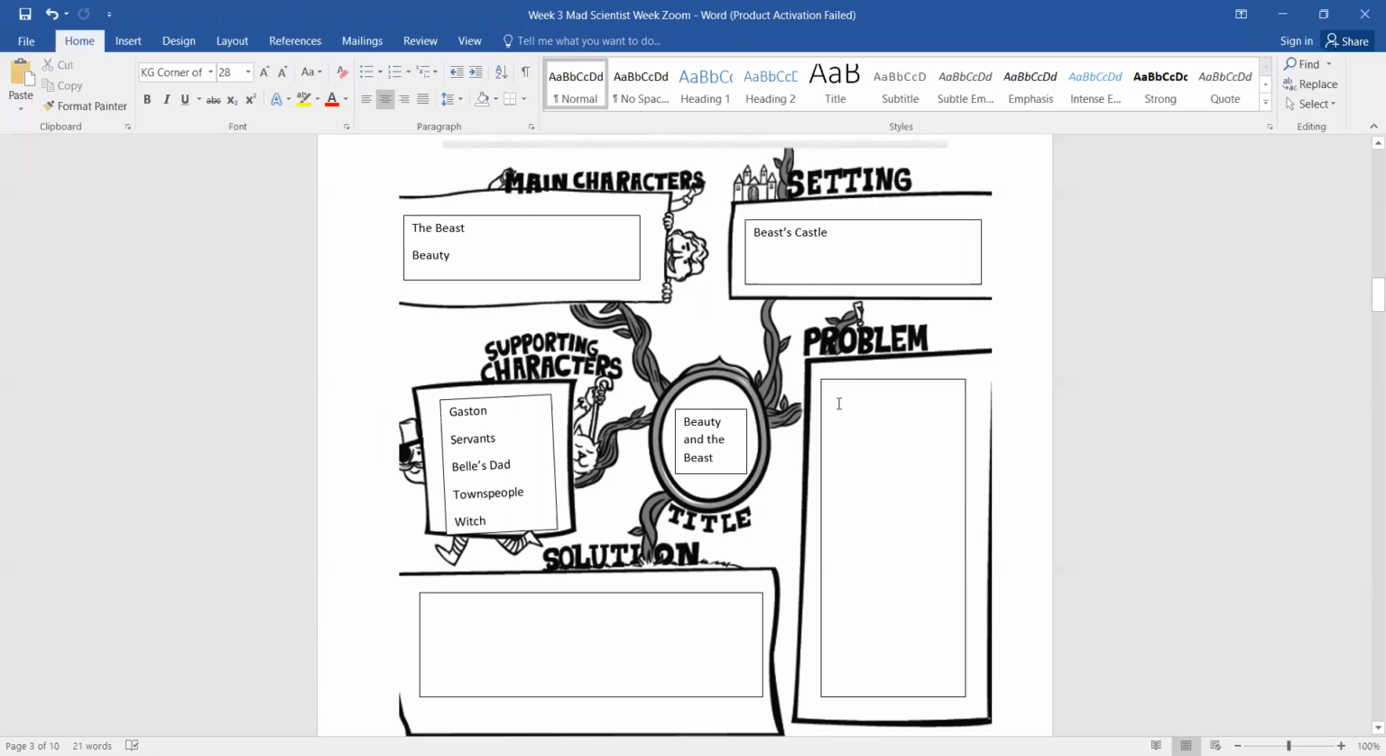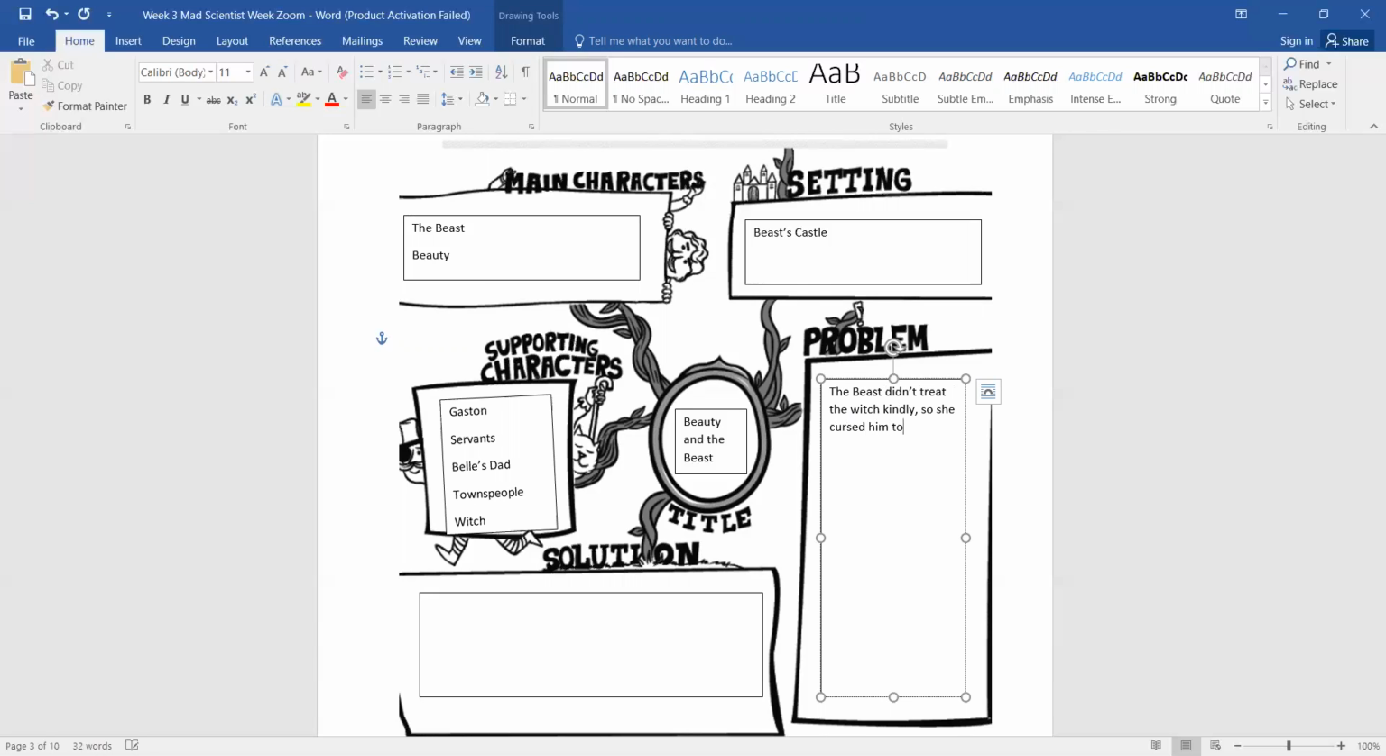And the problem is, the Beast did not treat the witch kindly, so she cursed him to die if he didn't find someone to love him despite how ugly and beastly he looks. Okay, solution. Oh, wait. Before the last petal from the rose falls.